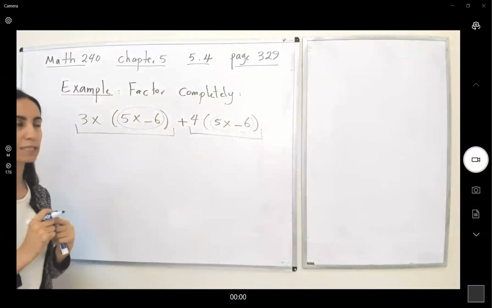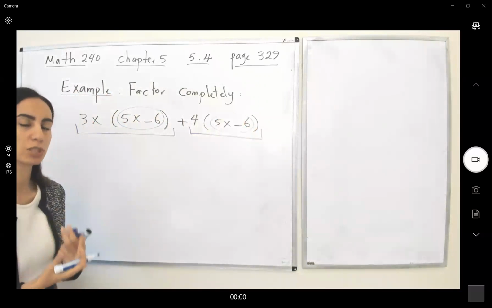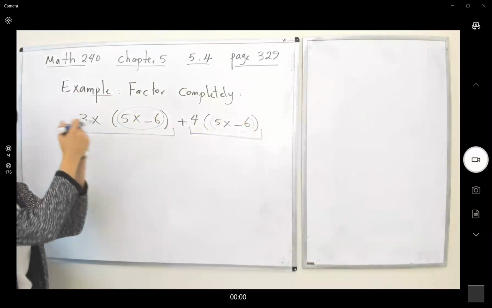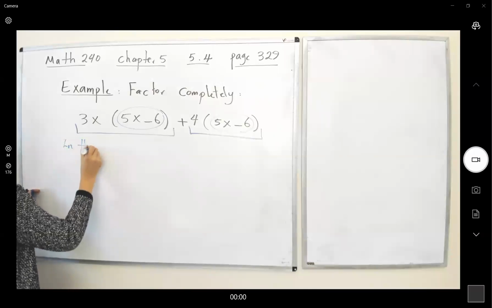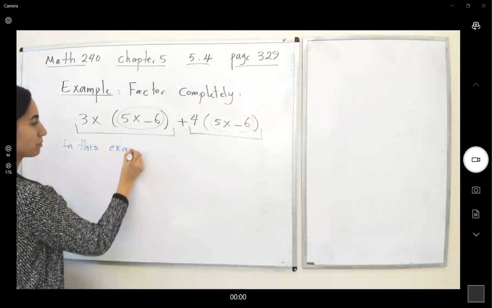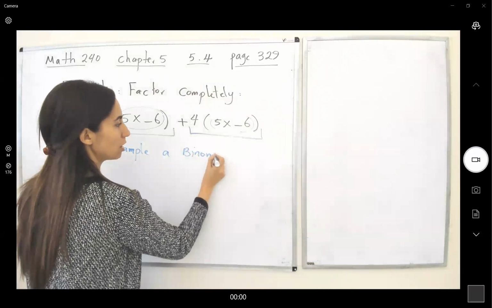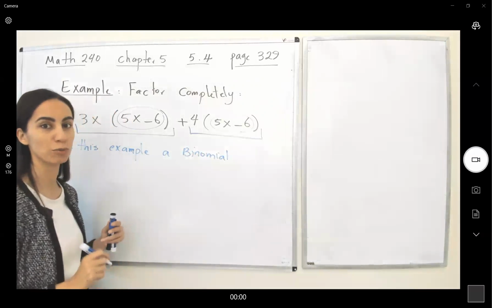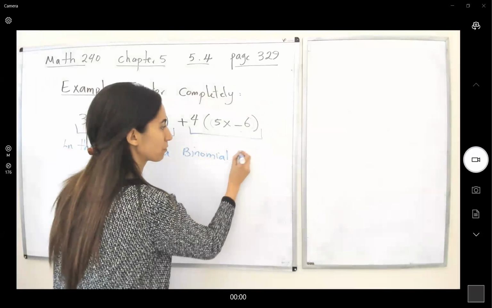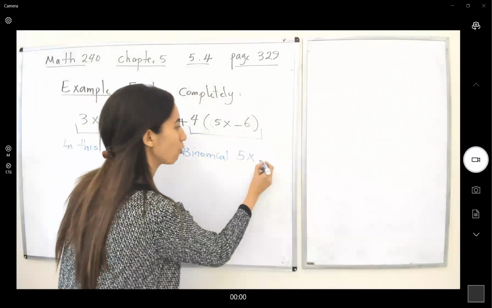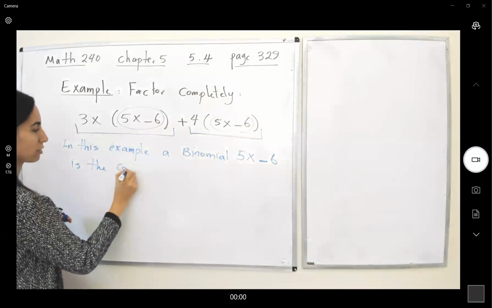So it makes sense to say that the common factor is this expression, which is a binomial, and we're going to factor out that completely. So in this example, a binomial, it's not a monomial, it's not just one term. A binomial, which is 5x minus 6, is the common factor.